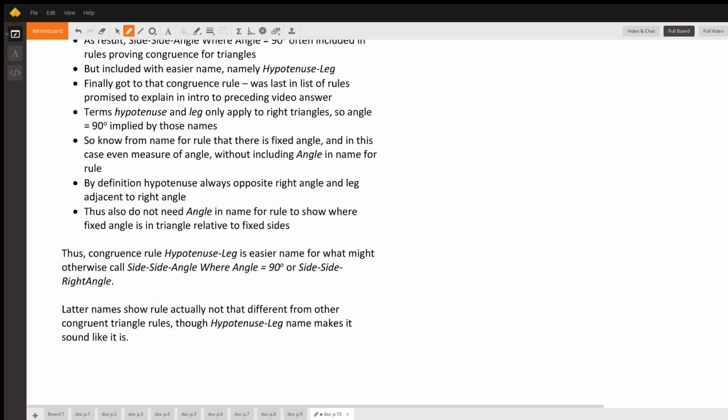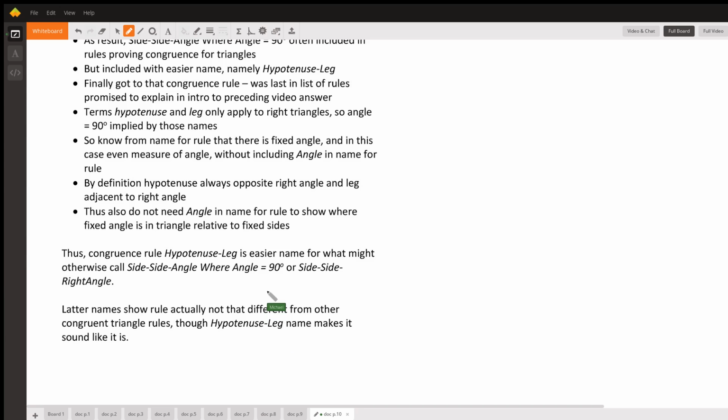So these names show that this rule is actually not that different from the other congruent triangle rules. We just use a name that looks rather different because it's easier to say and easier to remember. So that's where hypotenuse leg comes from.